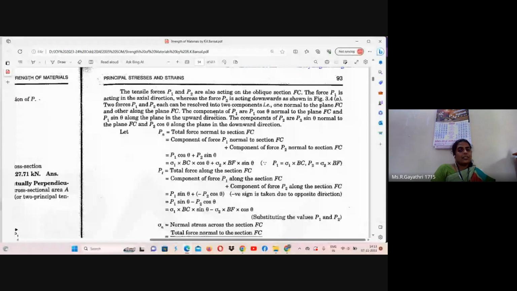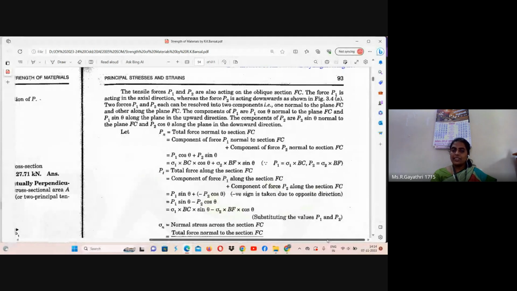Okay, now we resolved force components in the direction of FC and in the direction normal to FC. Then we derived forces P1, P2 in terms of stress and cross-sectional area. So first we can tell the force component in the direction normal to FC is Pn. Pn is equal to the component of P1 normal to section FC plus the component of force P2 normal to section FC.